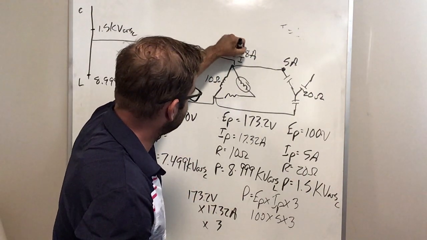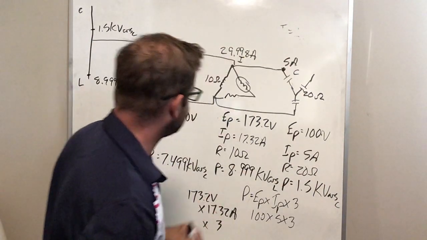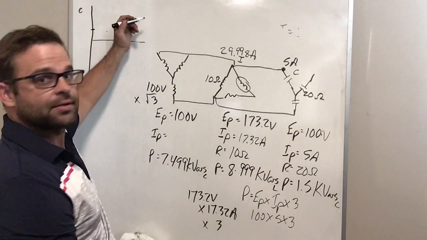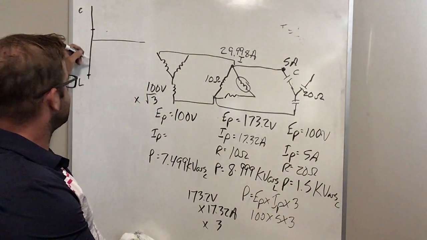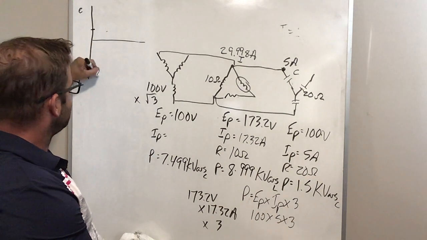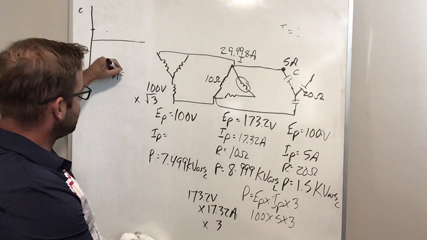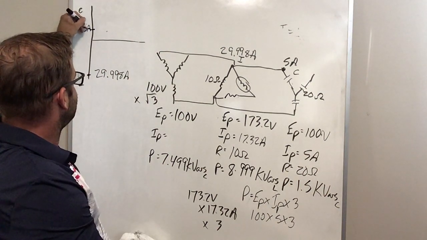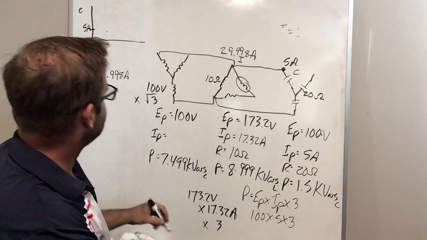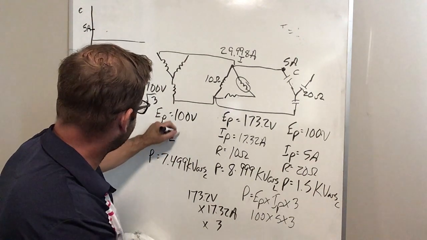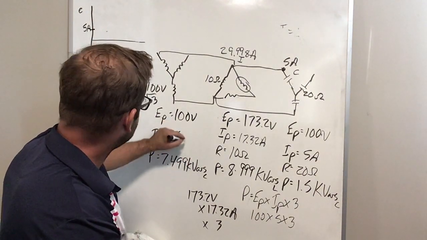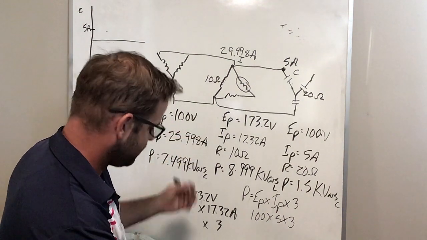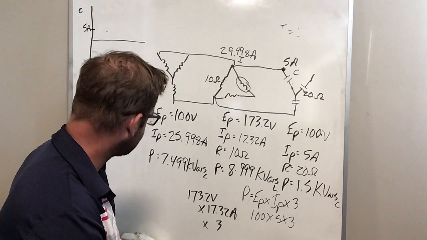But this is inductive, and this one is capacitive. If we plot that over on this side, inductive we have 29.998 amps, and capacitive we have 5 amps. We take the difference of that, and we would have a combined total of 25.998 amps.